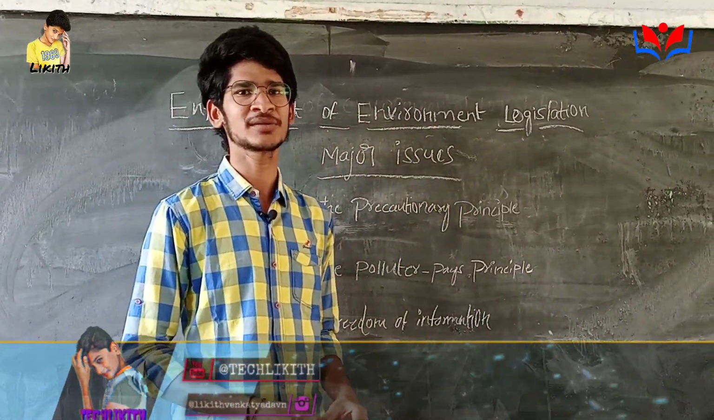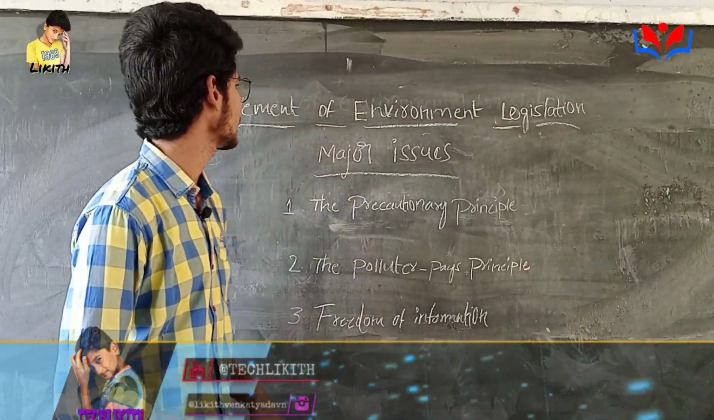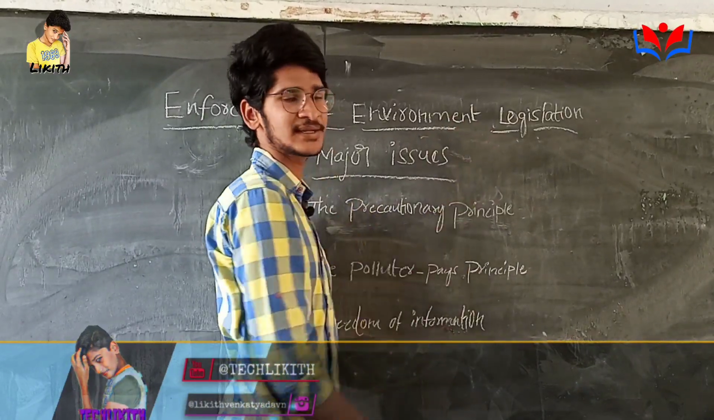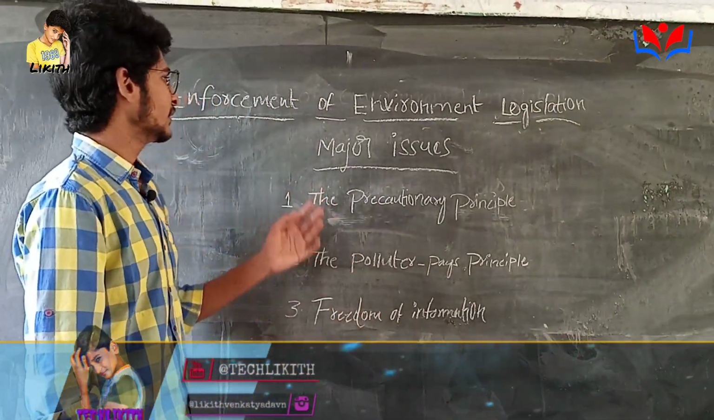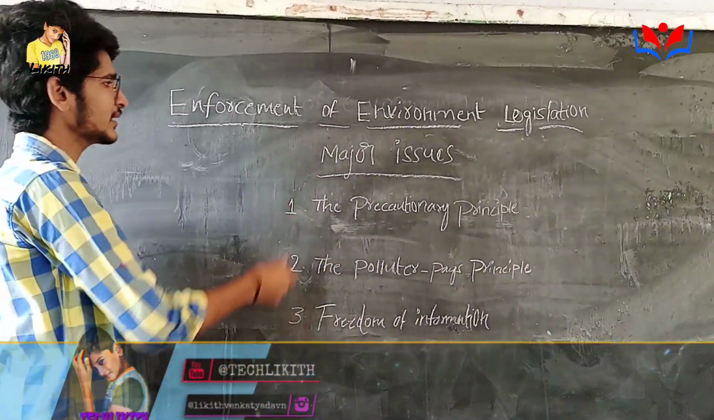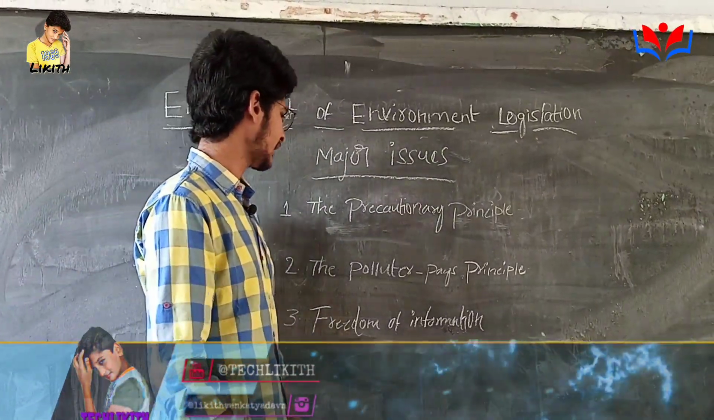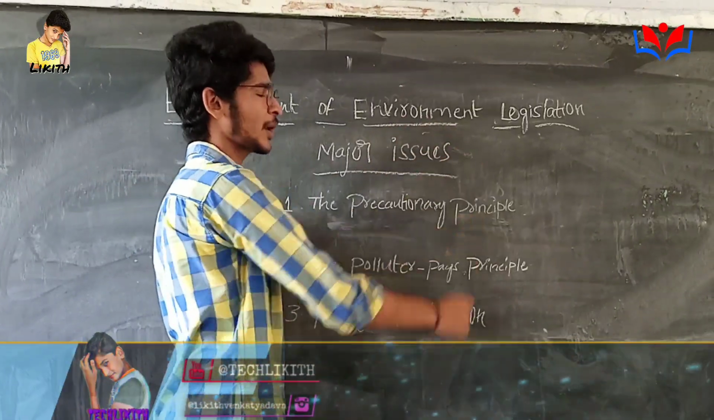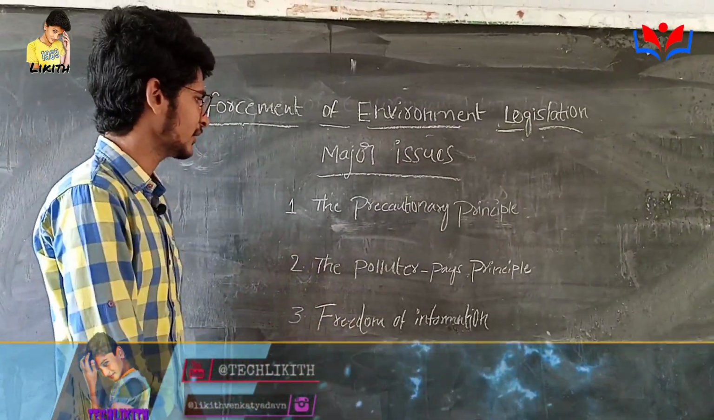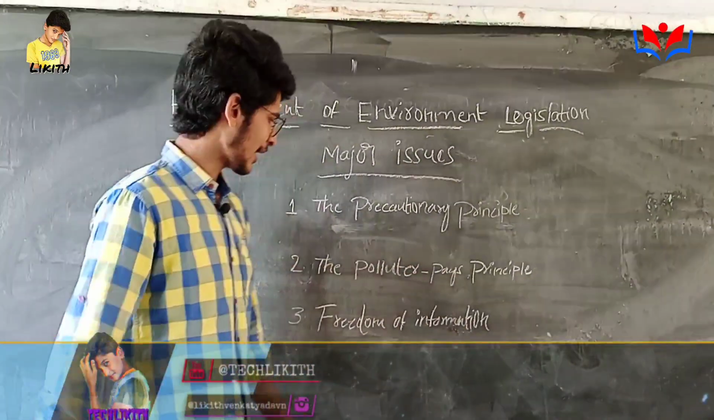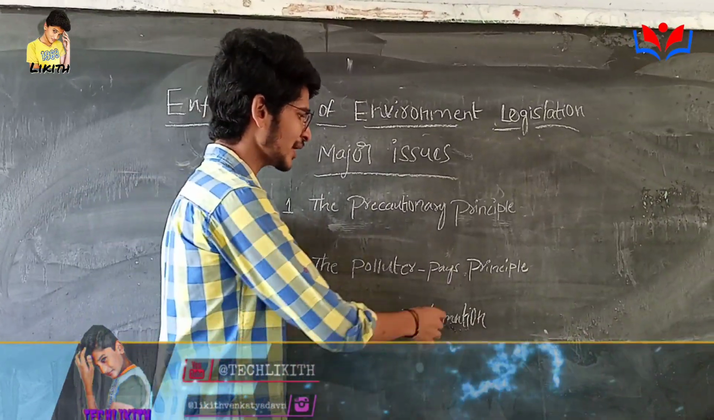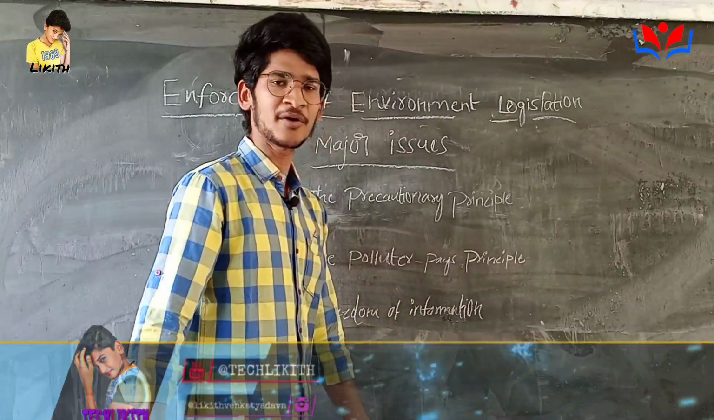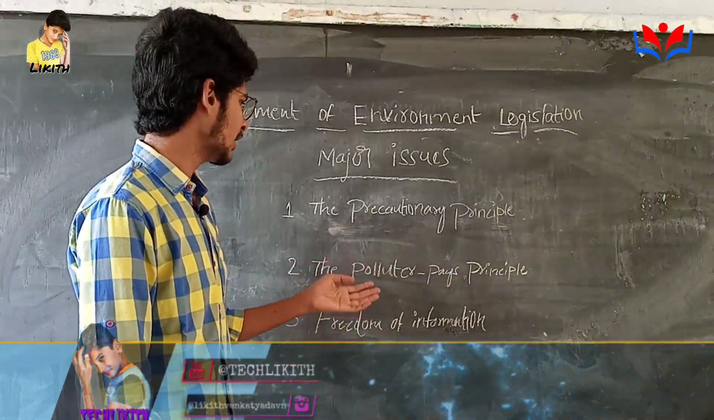Today I would like to say a few words about my topic. My topic name is Enforcement of Environment Legislation: Major Issues. Issues majorly occur in three ways in environmental legislation. Number one, the precautionary principle; number two, the polluter pays principle; and number three, freedom of information. Now we can see all these three ways step by step.